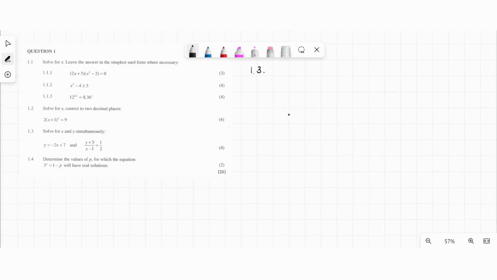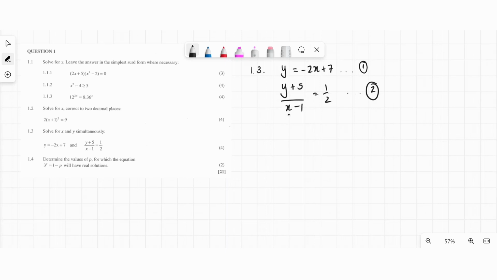So now we're going to 1.3, where we need to solve for x and y simultaneously. So the first equation is y is equal to negative 2x plus 7, and thus we're going to make it equation 1. Then the second one is y plus 5 divided by x minus 1 is equal to a half, right? And thus we're going to make it equation 2.